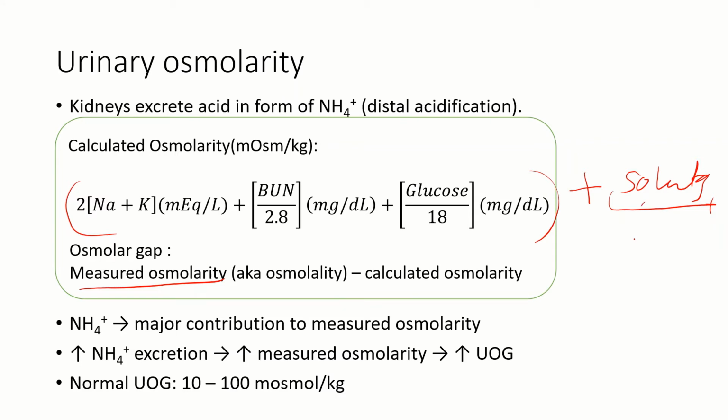Now when we talk about these solutes, whenever there is an increase in ammonium secretion, ammonium ion in this solute becomes significant, and that's why whenever there is increase in ammonium ion, there's going to be increase in measured osmolarity, because remember, this ammonium is a part of the solute that is considered in the measured osmolarity. And as a result, because measured osmolarity is increasing and we use the formula for osmolar gap, that means that urine osmolar gap is going to increase. The normal value of urine osmolar gap is between 10 and 100.